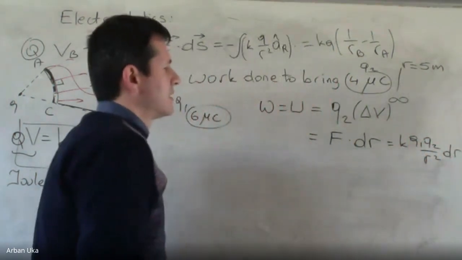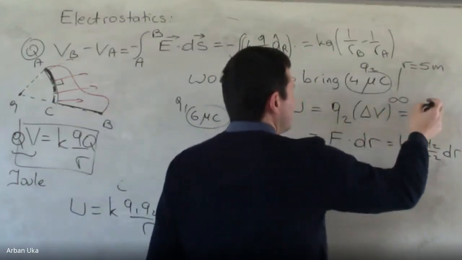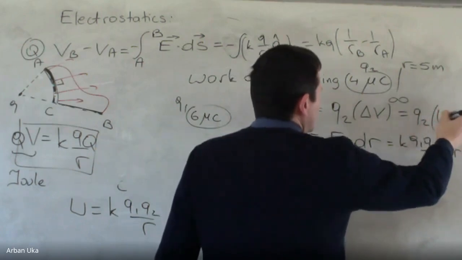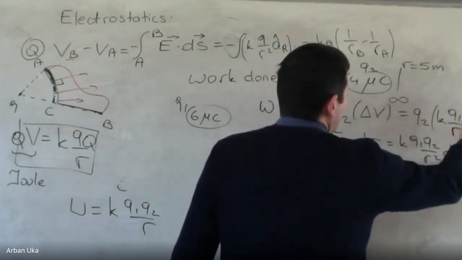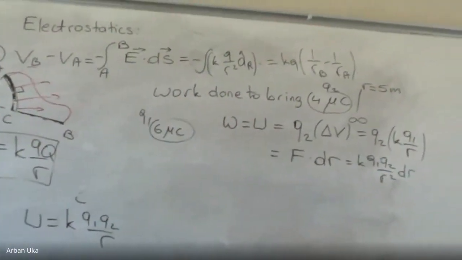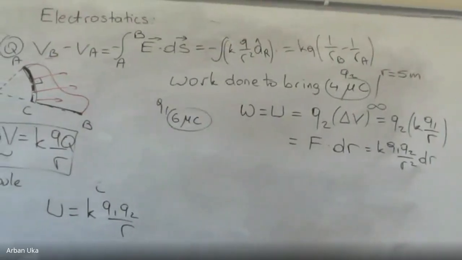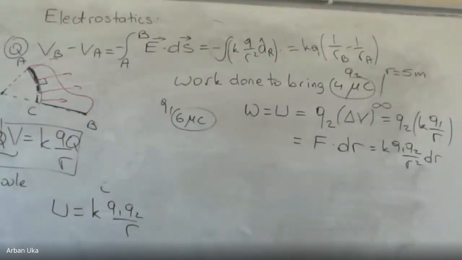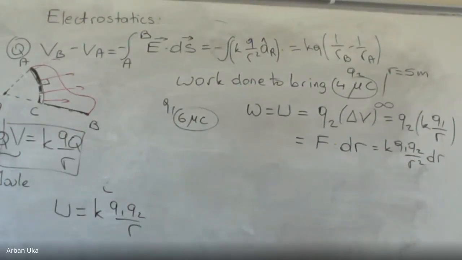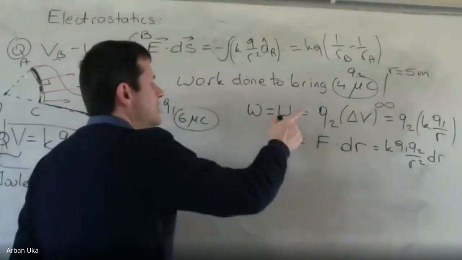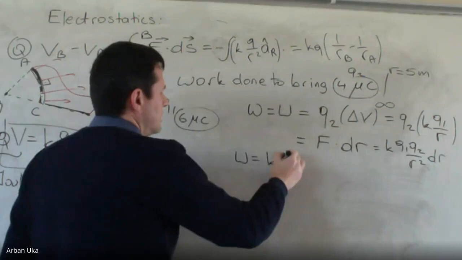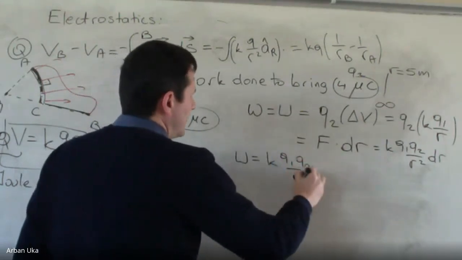If we integrate this, we'll get a similar expression. So this is Q2 times K Q1 over r. So we get a very similar expression whether we do the potential difference or integrate the force. I think this part is clear, and as a result, the energy to construct this system would be equal to K Q1 Q2 over r.